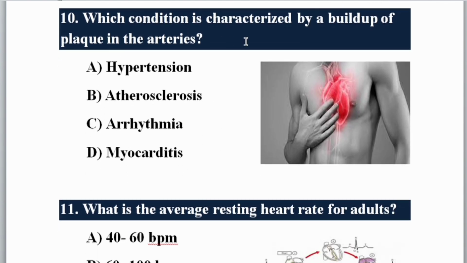Which condition is characterized by a buildup of plaque in the arteries? Alpha, hypertension. Beta, atherosclerosis. Charlie, arrhythmia. Delta, myocarditis. So here the right option is atherosclerosis.